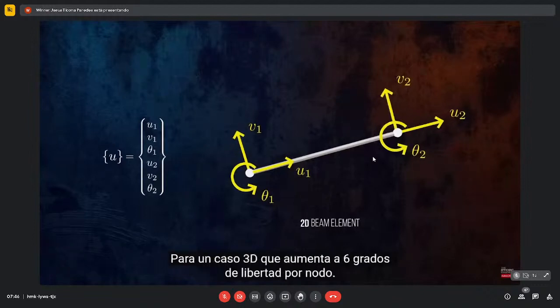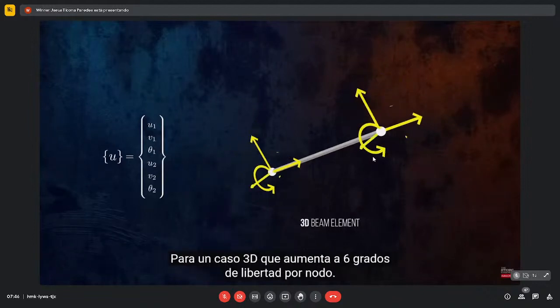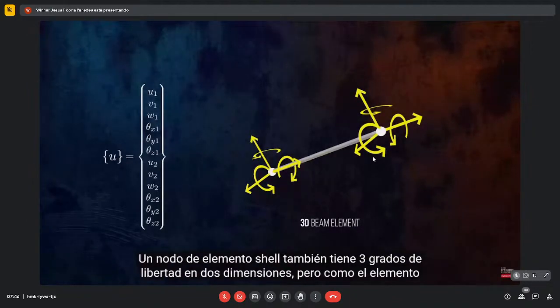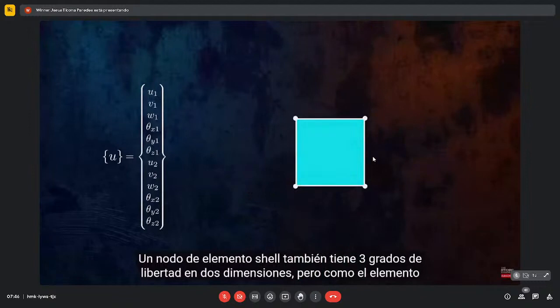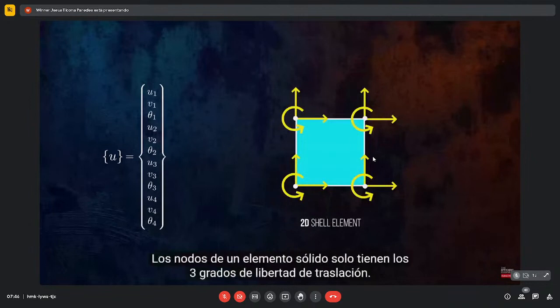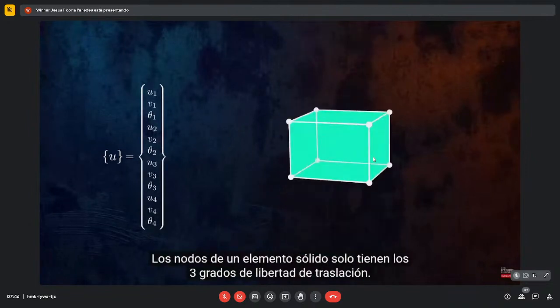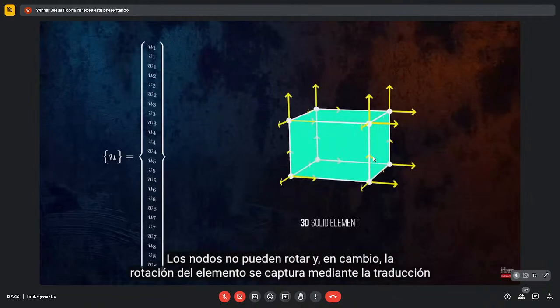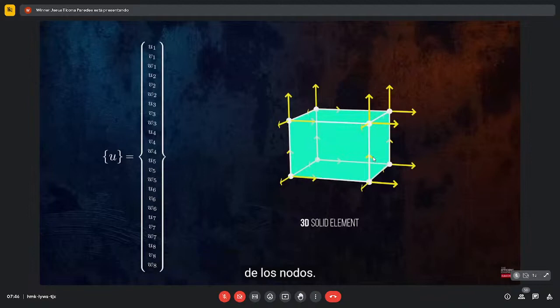For a 3D case, that increases to 6 degrees of freedom per node. A shell element node also has 3 degrees of freedom in 2 dimensions. But since the element has 4 nodes, it has 12 degrees of freedom in total. The nodes of a solid element only have 3 translational degrees of freedom. The nodes aren't allowed to rotate, and instead, rotation of the element is captured by translation of the nodes.